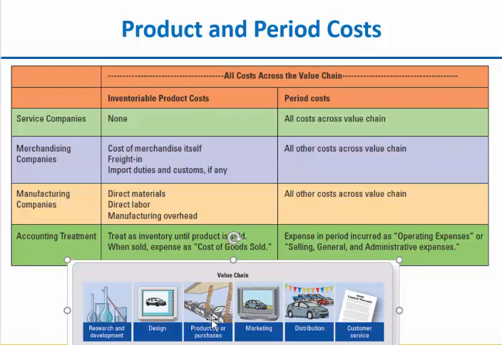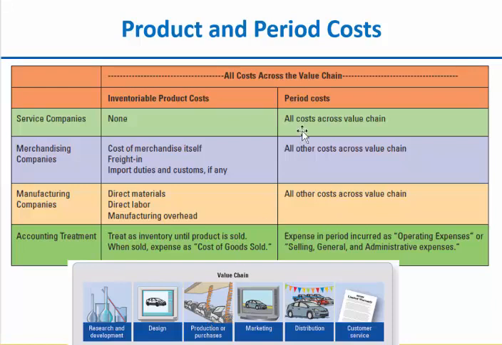And the next is accounting treatment. You capitalize, or inventorialize, all these costs. You don't recognize these costs as expenses until you can sell them. When you sell them, you are going to expense the capitalized products as CGS. So that's the idea here.